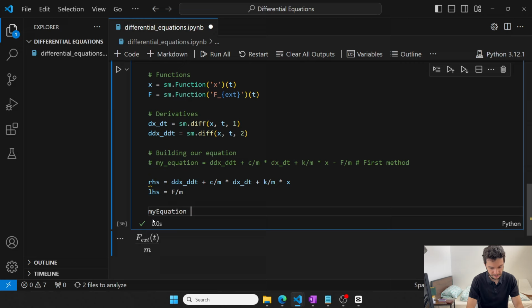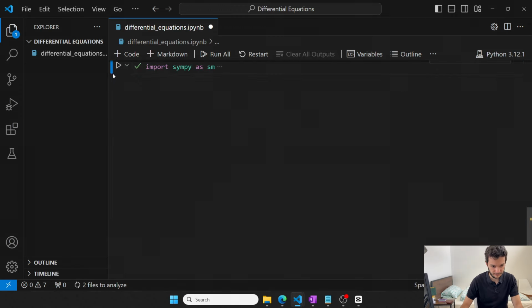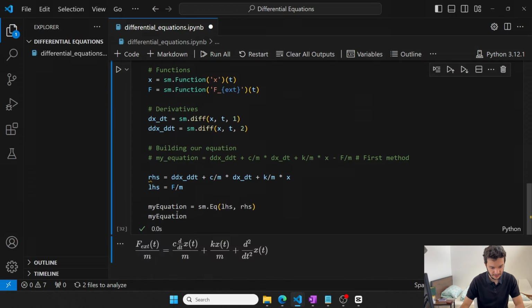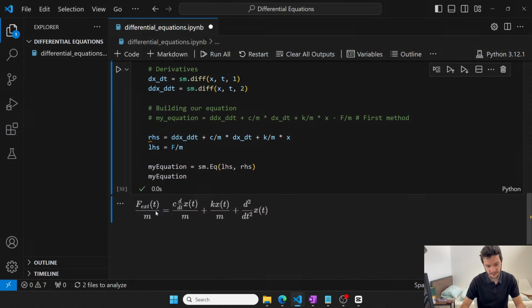my equation is equal to sm.Eq. We will be calling the Eq class, short for equation, and we are going to build from our left-hand side and our right-hand side an equation. If I go ahead now and print my equation, you'll see that we successfully get our differential equation.